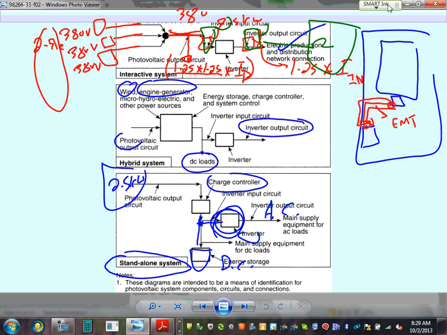So for example, you have to label the disconnect here, AC photovoltaic disconnect. And you have to label this one photovoltaic AC disconnect, photovoltaic DC disconnect. All these have to be labeled with a sticker that says, caution, photovoltaic DC disconnect, caution, photovoltaic AC disconnect. So all these disconnects have to be identified.